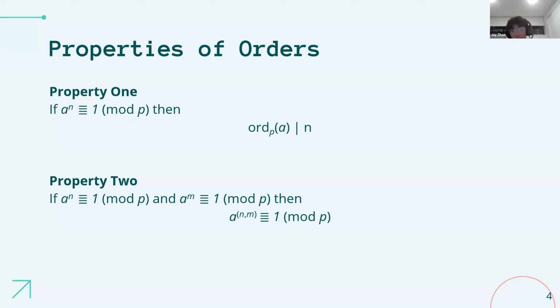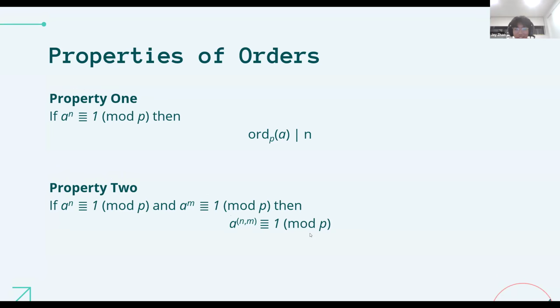And then the second property says that if you have a to the n is congruent to 1 mod p, and a to the m is congruent to 1 mod p, then their greatest common divisor, I wrote gcd(n, m), it just means the greatest common divisor. So the power a to the power of the greatest common divisor of n and m is also congruent to 1 mod p. And the proof for this is pretty simple.